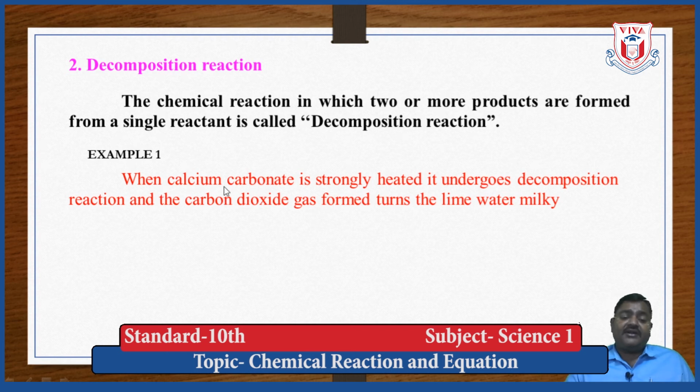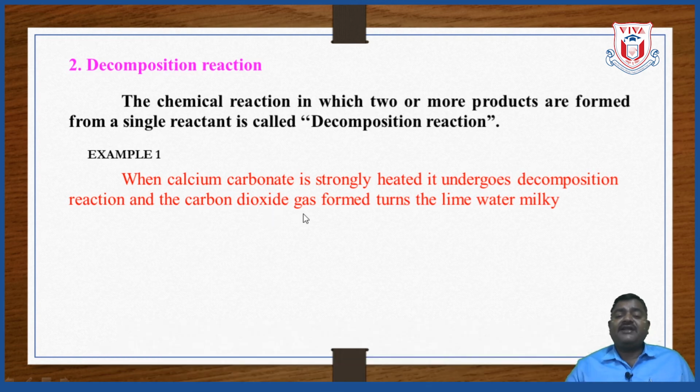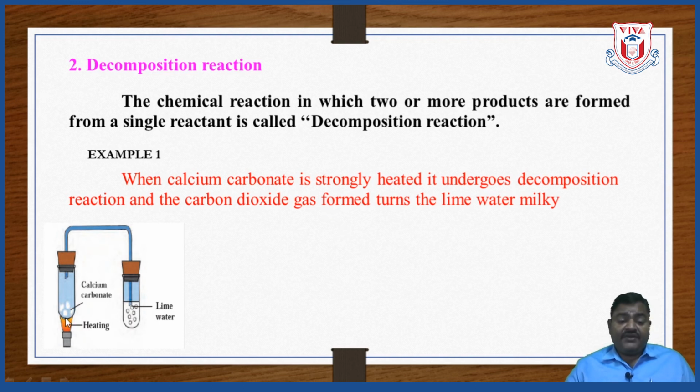कॅल्शियम कार्बोनेटला जर आपण उष्णता दिली तर ते डिकम्पोजिशन होतं त्याचं, आणि कार्बन डायऑक्साईड गॅस तयार होतो, आणि हा कार्बन डायऑक्साईड गॅसमुळे लाईम वॉटर म्हणजे चुन्याची निवळी ही मिल्की म्हणजे दुधी होते. बघा कसं काय राहते. इथे आपण घेतलेलं आहे बघा, काय घेतलेलं आहे तर कॅल्शियम कार्बोनेट. This calcium carbonate on heating produces the carbon dioxide gas that comes out from here to here and turns lime water milky. हे lime water जे आहे चुन्याची निवळी याला दुधी करतं.